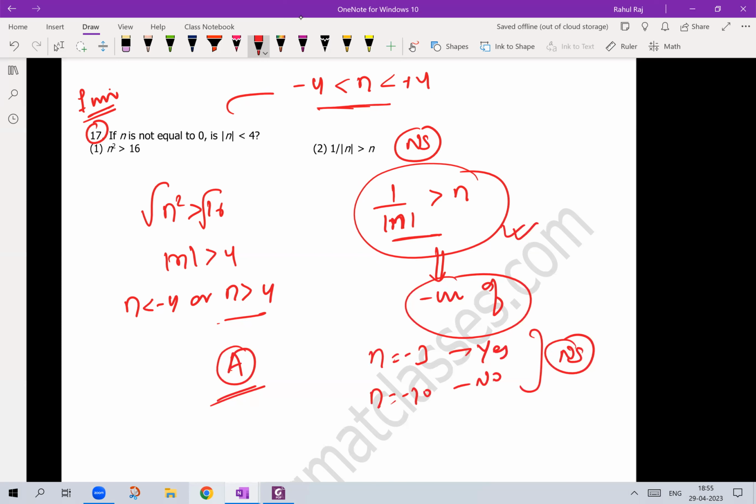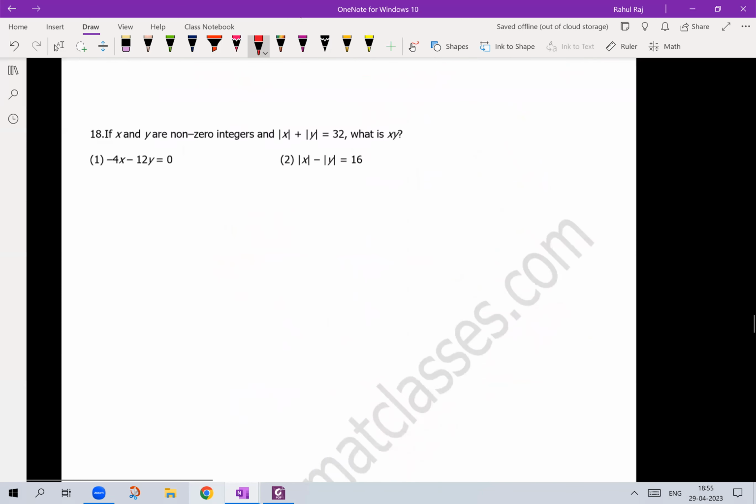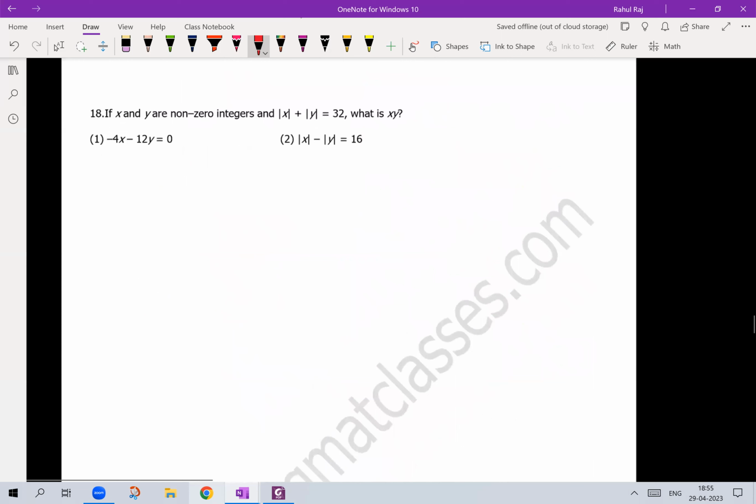Please tell. Question number 18. A tricky one, a bit tougher one also. You can take 2 minutes for this. No rush. You can in fact take 3 minutes also for this question.